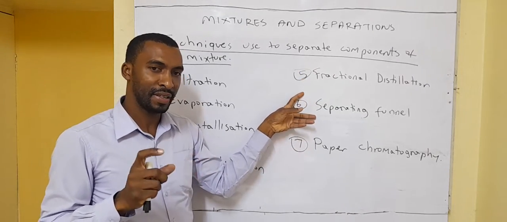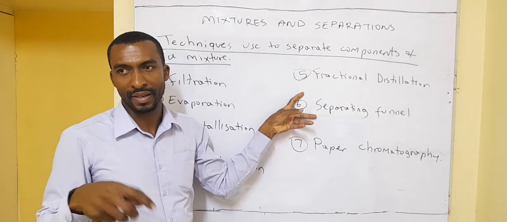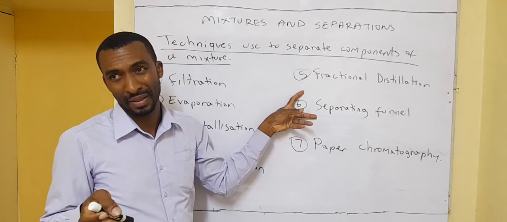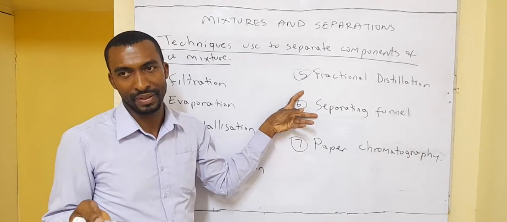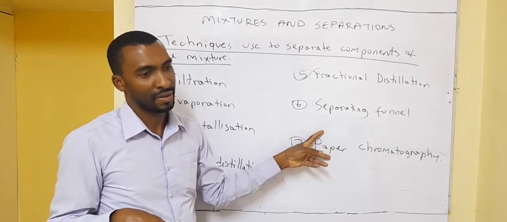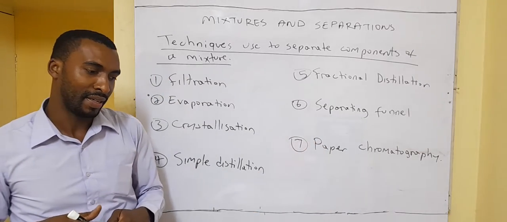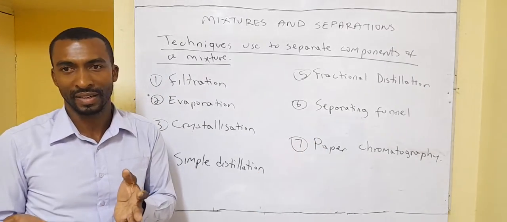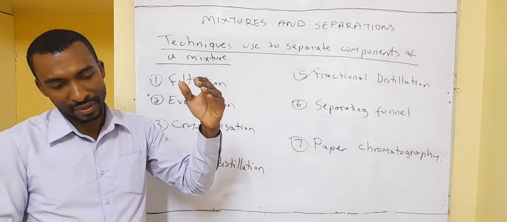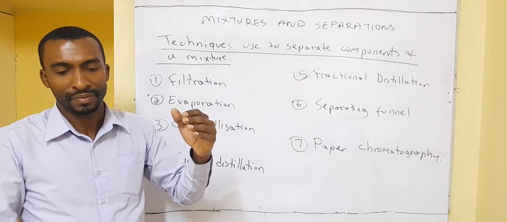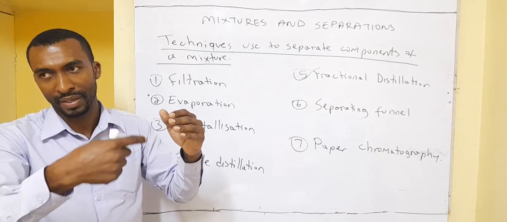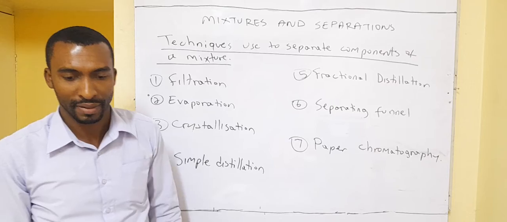The separating funnel is used to separate immiscible liquids, like oil and water, which are not miscible. They just sit on each other and you can separate them. Paper chromatography is used to separate the different components of a dye, for example ink. You have the solvent moving up the filter paper, but the solutes will have different solubility in the solvent and different affinity for the filter paper.